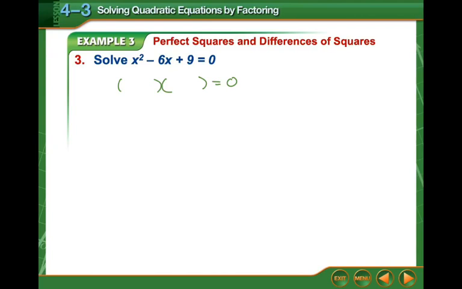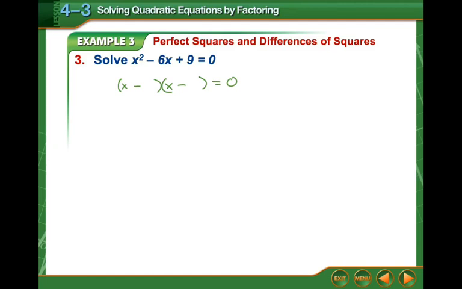So we know our first term is x squared, so that means our first term for both of these is going to be x, right? Because doing backwards FOIL would be x times x getting us an x squared. And then the last term being a plus 9 means that the signs of our two binomials are either both positive or both negative. And then looking at the negative 6 in the middle tells me that they are both going to be negative. So we're looking at two negatives.